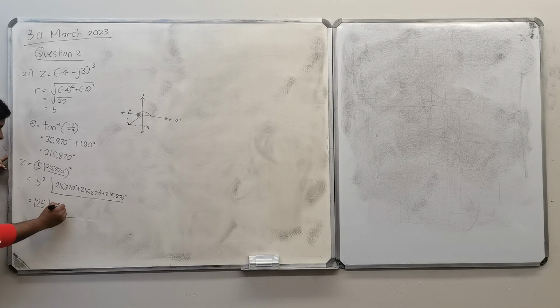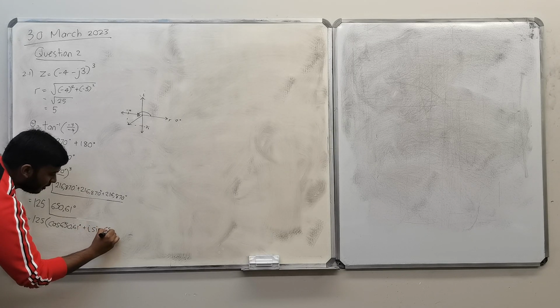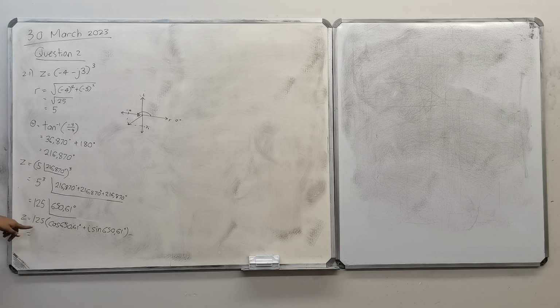650.61 degrees. But that's in polar form. You want your answer in rectangular form. So this here would be 125, and how do you get it to rectangular form? Yes, cis, right? So cos of the angle plus your imaginary part sine of 650.61. So remember, it's going to be 125 cos of 650.61, 125 sine of 650.61. And what do you get?